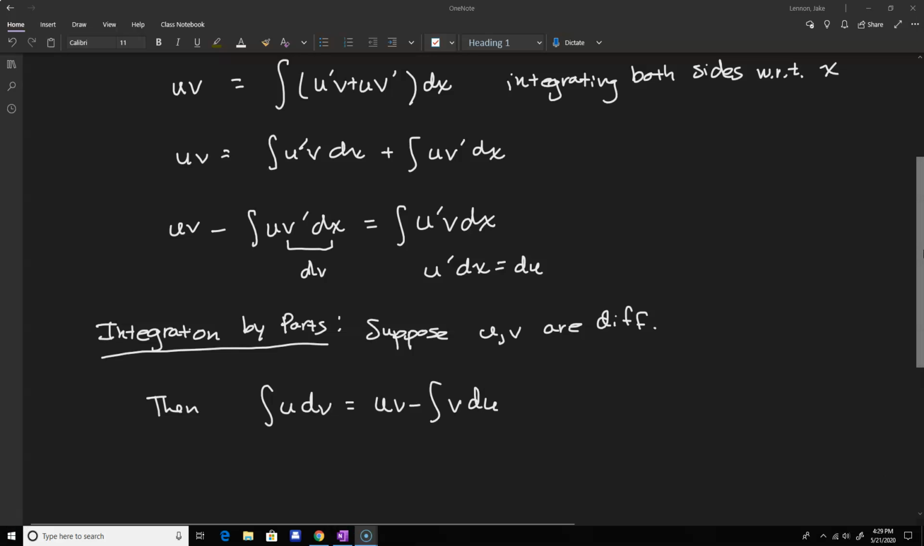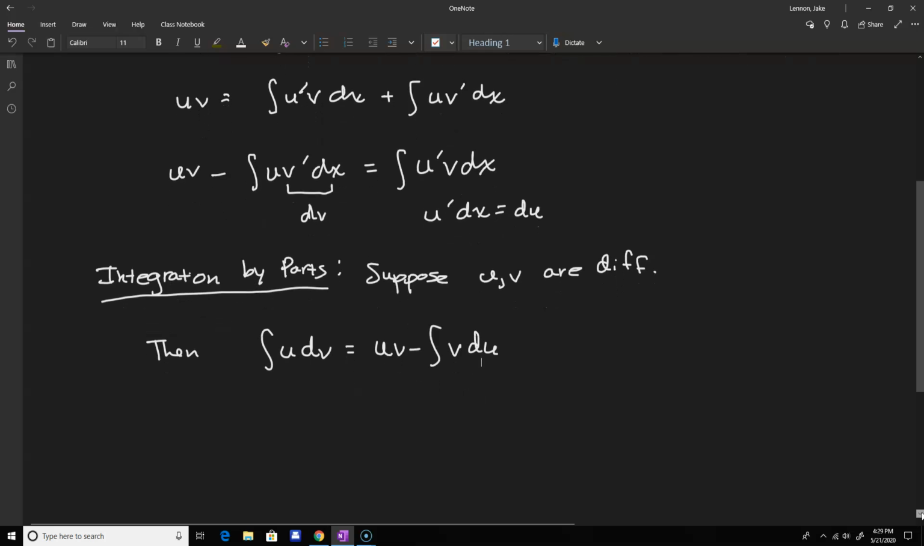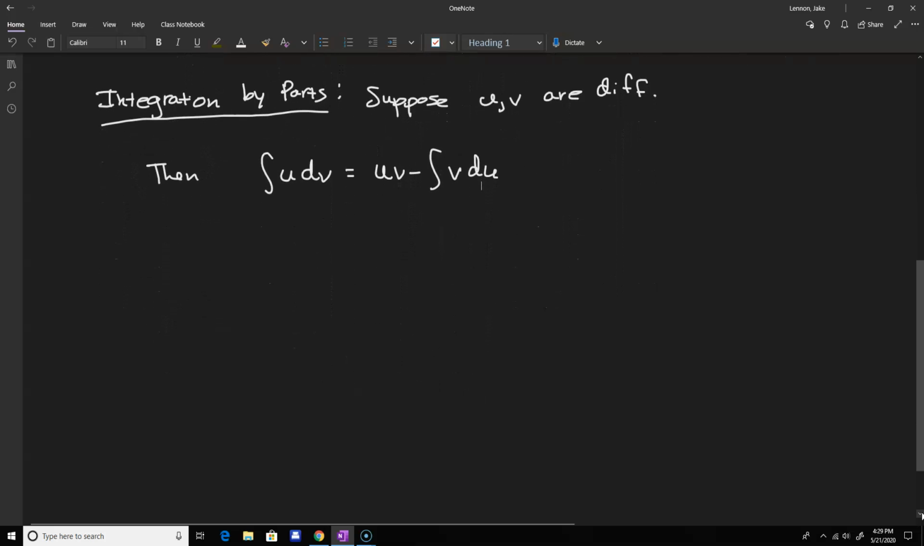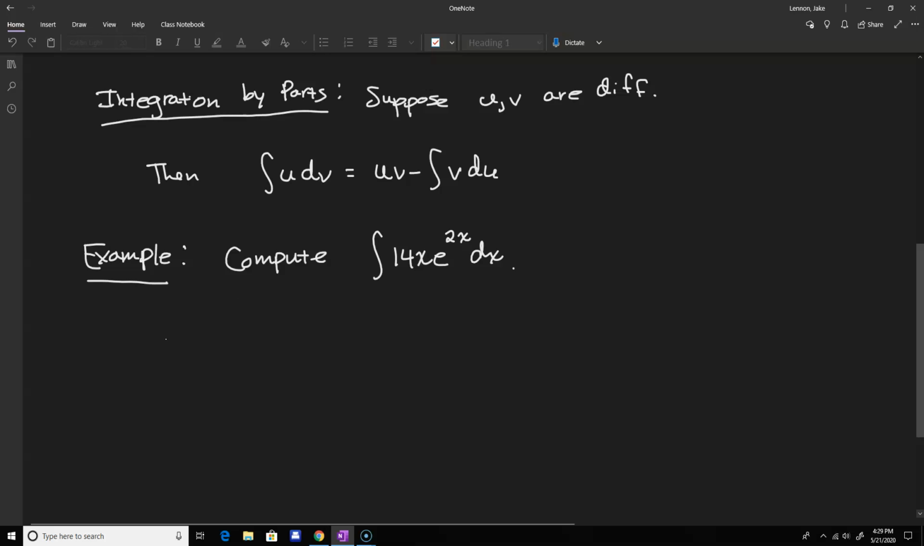So let's have a look at some examples where we apply this formula to products of functions. We don't have basic antiderivative rules for, say, a polynomial times an exponential, so why don't we start there? Let's say we want to compute the indefinite integral of 14x times e to the 2x dx. Basically the setup is we say, okay, let's call u 14x, and dv we will call e to the 2x, and you can throw the dx in there if you want.